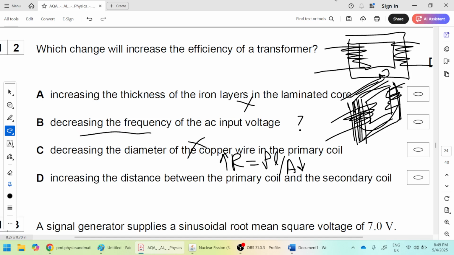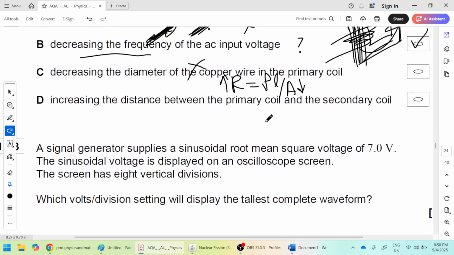So the logic here is that higher frequency means the electrons are moving this way and this way much faster. The faster they move, the more they bump into the atoms inside and the more heat energy they release. So if you decrease the frequency at which the electrons are oscillating, that would mean less heat loss. So I think this is the answer. You check with the mark scheme.